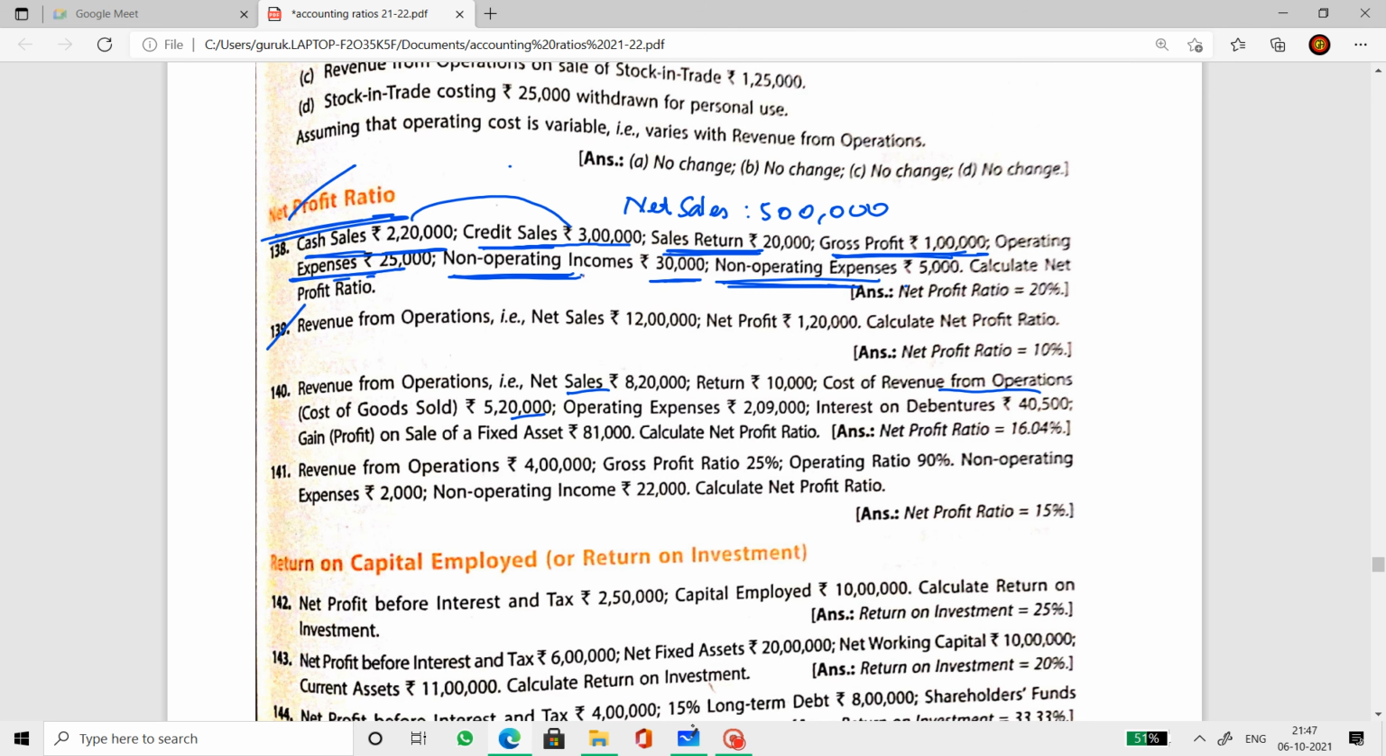Question number 139. Net profit 1,20,000. Net sales 12 lakh. So what is net profit ratio? 10%. 1,20,000 by 12 lakh into 100.